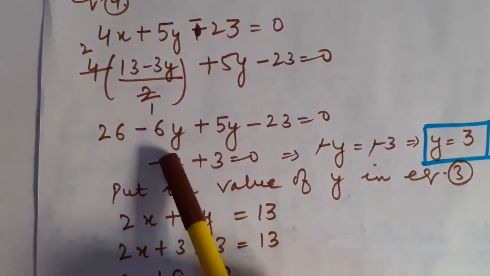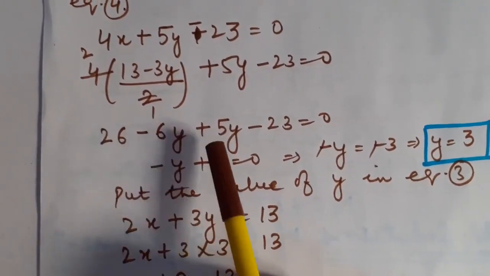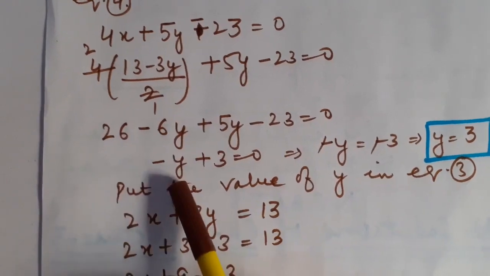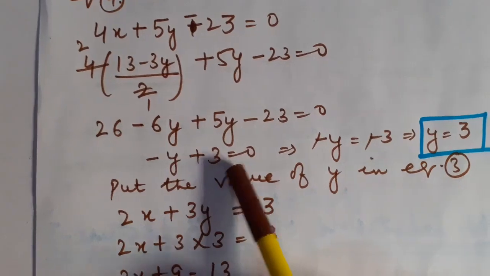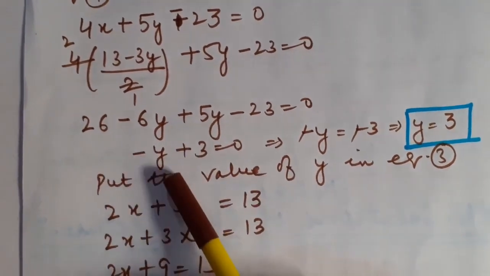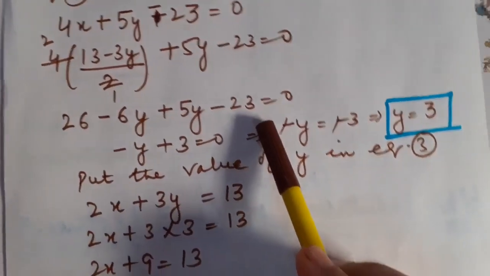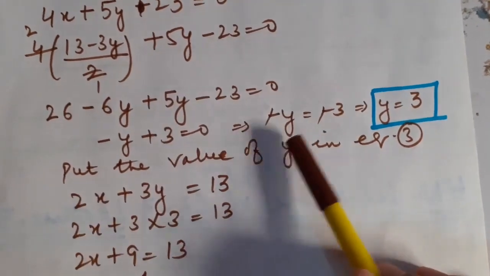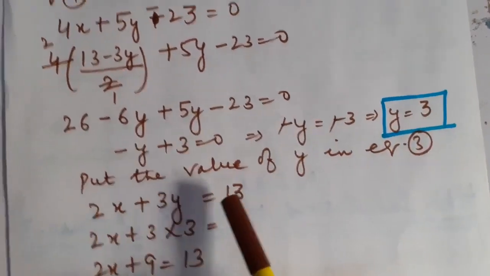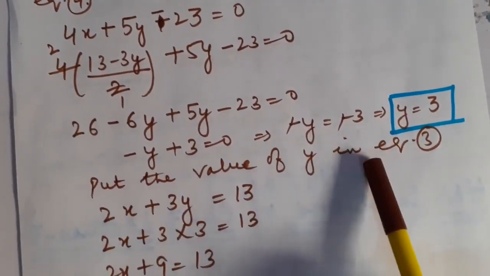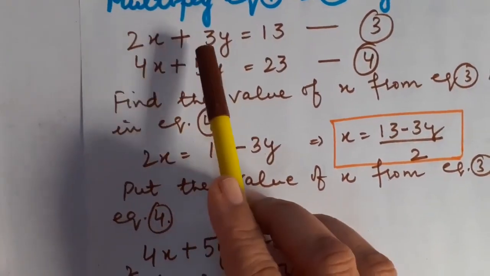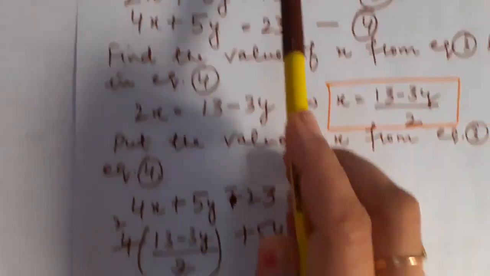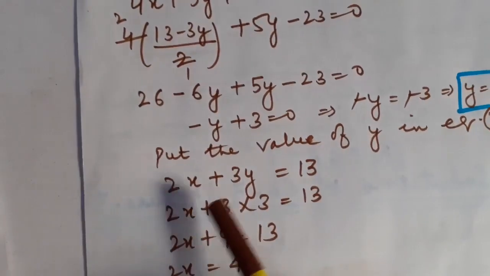Now solving both these variables. Minus 6y plus 5y will become minus y. This plus 26 and minus 23 will become plus 3 is equal to 0. So minus y will remain here. I am going to take 3 on the right hand side. So y will be 3. Understood? Now I am just going to put the value of y in equation number 3. This was equation number 3. 2x plus 3y is equal to 13. Let us put this value.